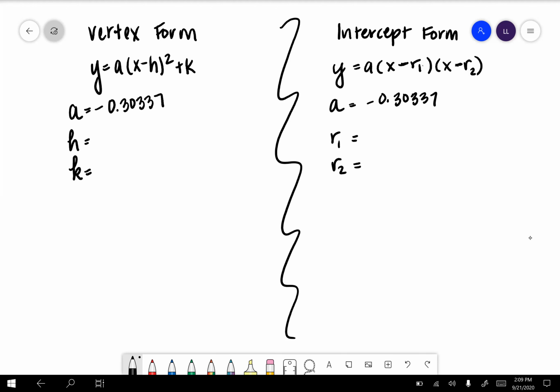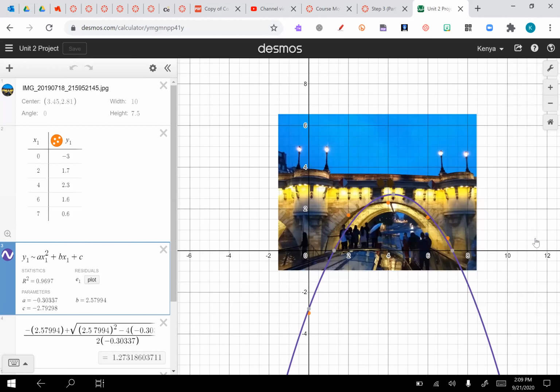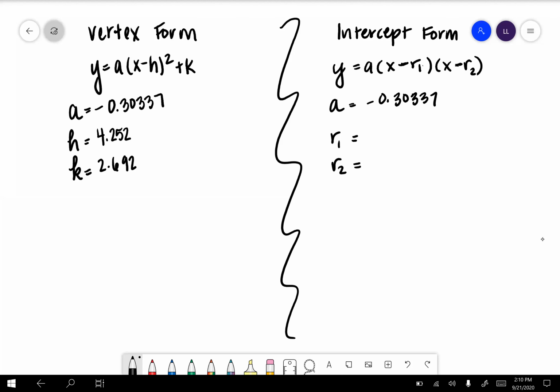First thing I need to identify is the vertex. So I'm going to go back to my Desmos and get my vertex. The vertex of the quadratic regression is (4.252, 2.692). So 4.252 is the x coordinate, 2.692 is the y coordinate. So capture that, and we're going to transfer it over into our work so that we can write our vertex form. All right, so now that we have A, H, and K, we can write our equation.